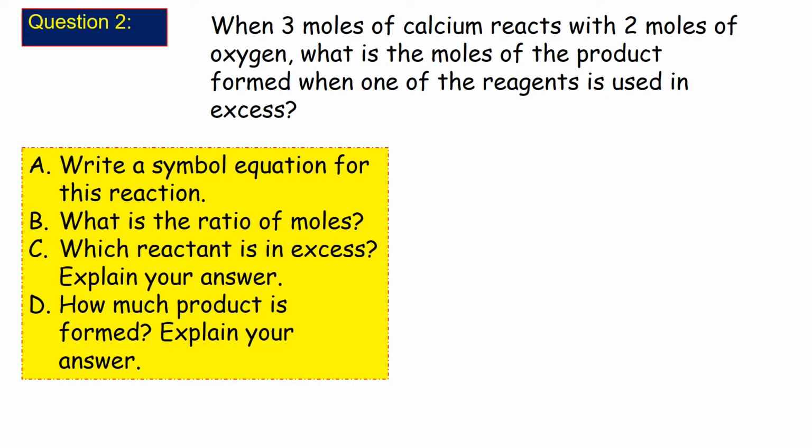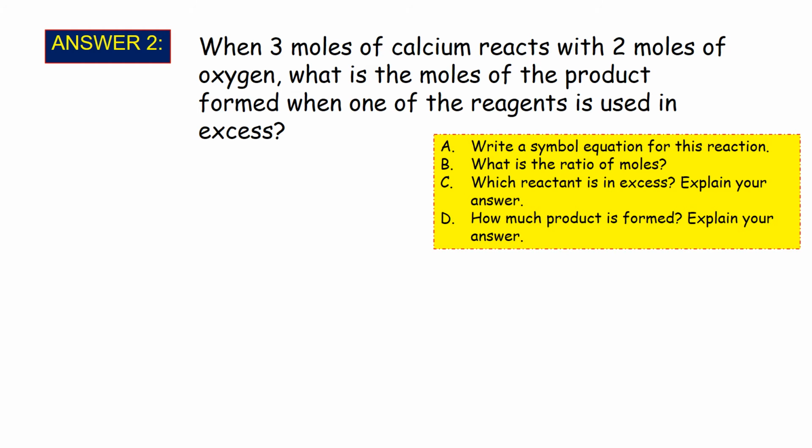Let's have a look at another question. When 3 moles of calcium react with 2 moles of oxygen, what is the moles of product formed when one of the reagents is used in excess? So, write a simple equation, what are the ratios, identify which reactant is in excess or limited, and then say how much product is formed, given a reason.